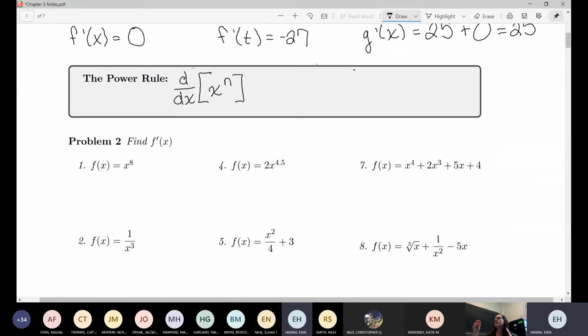So the derivative of some variable to a power, you're essentially going to bring the power out front and subtract 1 from the power. So I'm going to write that in words. You'll hear me say a lot, bring the power down and subtract 1 from the power.